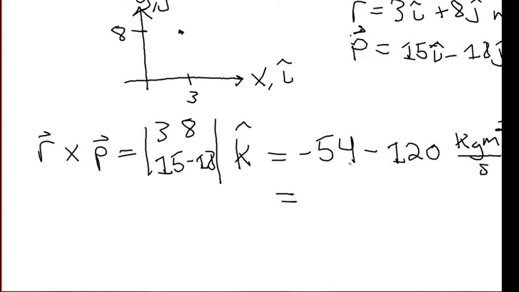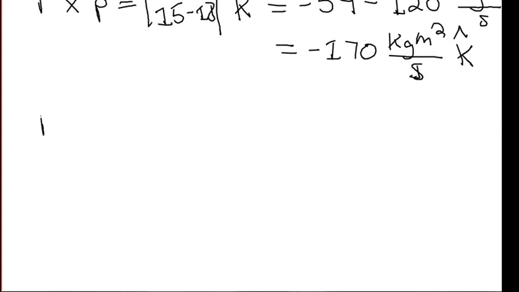And so that is negative 170 kilogram meters squared per second. And the reason I round to this position is just because I only had two significant figures at the beginning of my problem.